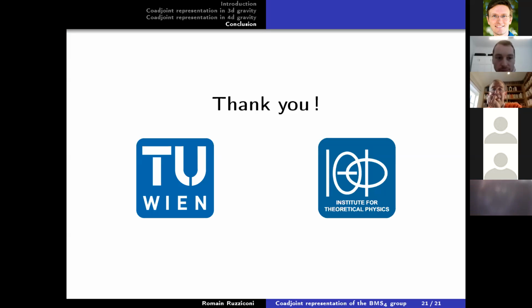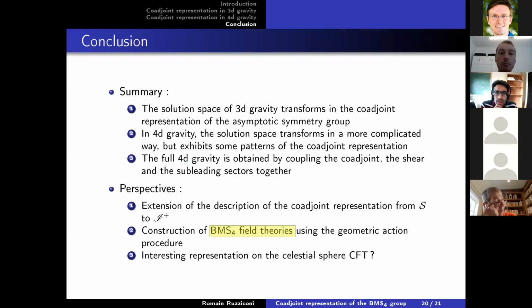Yes. Oh, sorry. What is the motivation for this identification of the J's? What's the physical motivation for that? So the motivation that we have comes from 3D gravity, where we know that all the solution space transforms in the Coadjoint representation. And you have some interesting things for that. For example, you have this classification of Coadjoint orbits that I mentioned at the beginning of the talk. And you also have this geometric action construction.